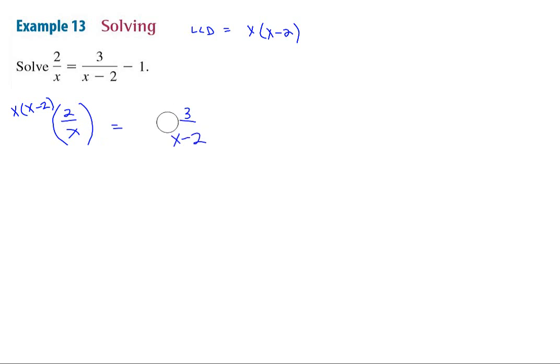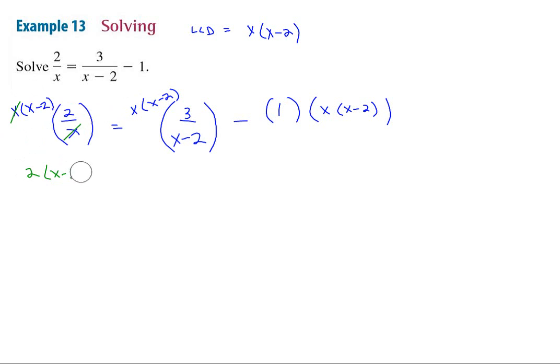3 over x minus 2 multiplied by our LCD, x times x minus 2, minus 1, right? And we still need to multiply by our LCD, x times x minus 2. So let's do that. The x's here divide out. We end up with 2 times x minus 2 is equal to, the x minus 2 is divided out, we get 3 times x, which is 3x. Over here, you have 1 times x, which is just x. So just make sure you pay attention, that's negative there.